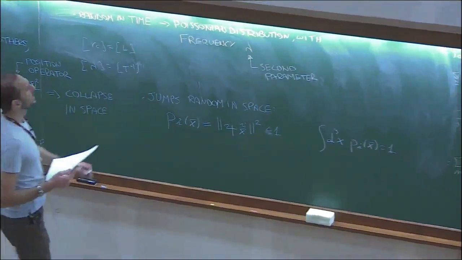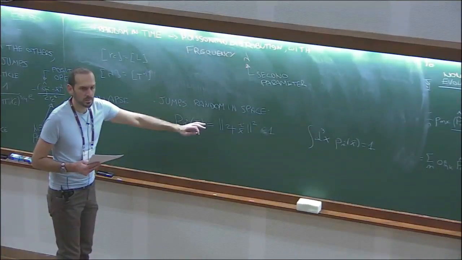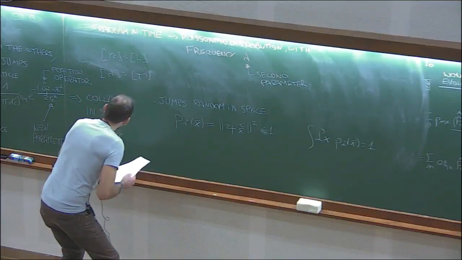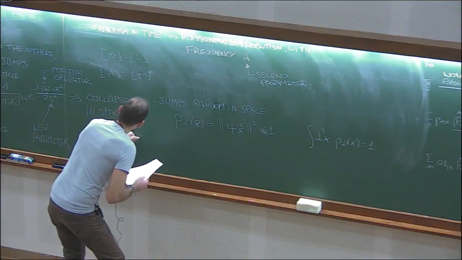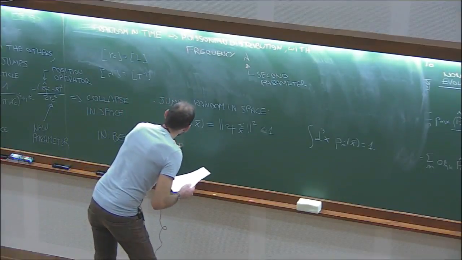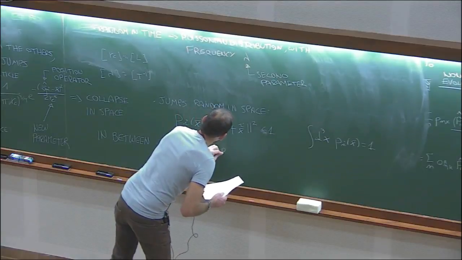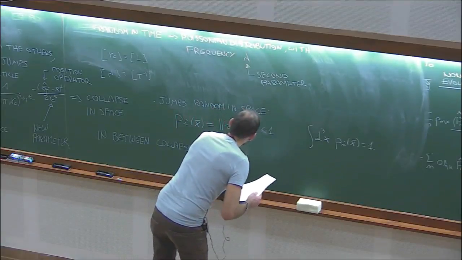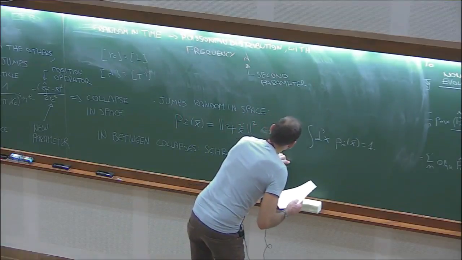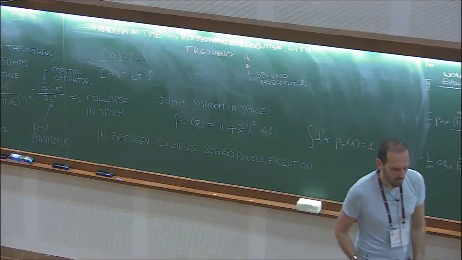Okay, so this is how they are distributed in time, Poissonian, and how they are distributed in space. Last piece. In between collapses, you have the Schrödinger evolution.